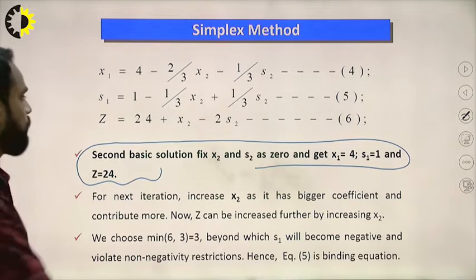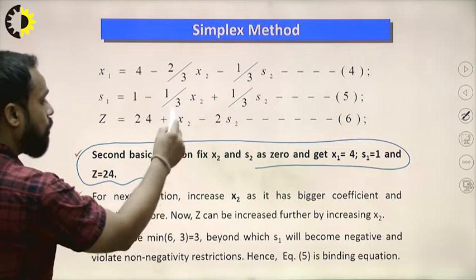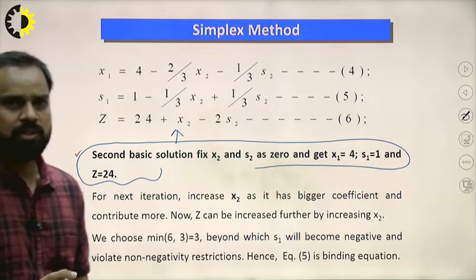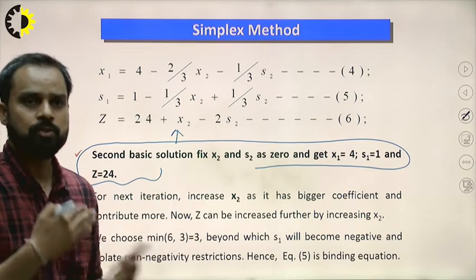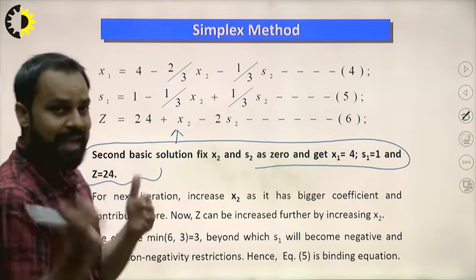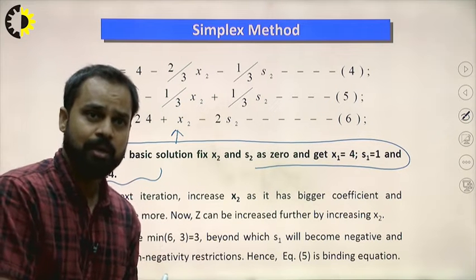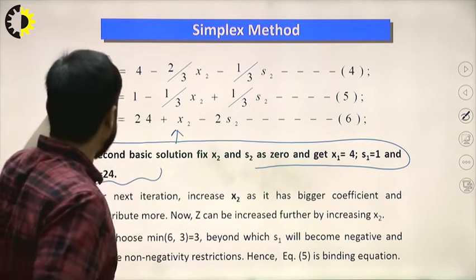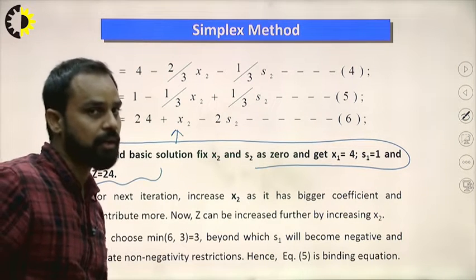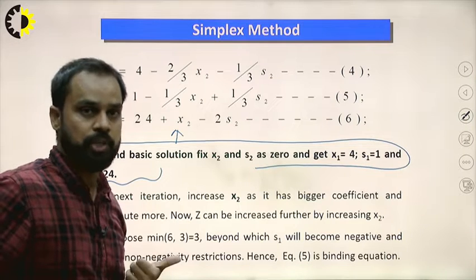Now in this we have to decide how much x2 increases. Only x1 we have chosen in the last iteration. Now there is a chance of x2. How much value of x2 is taken so that x2 becomes a basic variable and any of the s1 and x1 become non-basic variable? We have to decide here, just like the previous iteration.